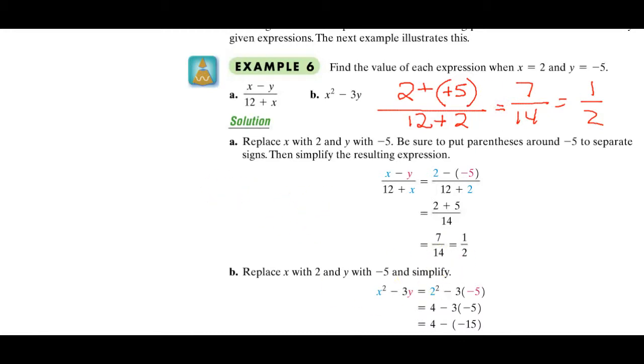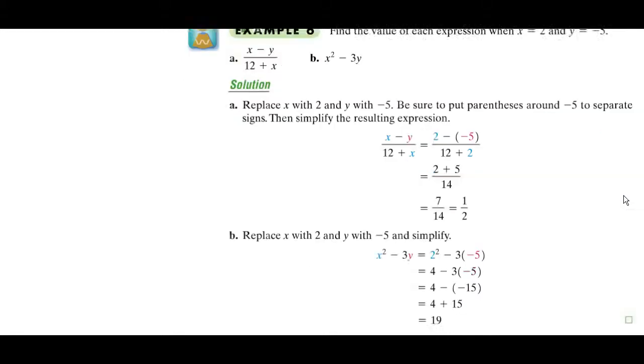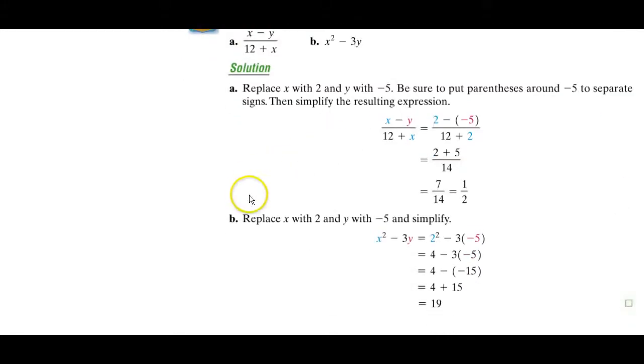And for b, something similar. You're going to replace the x with a 2 and the y again with a parentheses, because now you have a negative 3 and a negative 5 that you have to multiply. So negative 3 times negative 5 gives you a positive 15. Or if you kept the negative out there, you'd make this internally a negative 15. Then the opposite of it makes it a 15. And then adding them together gives you your 19.